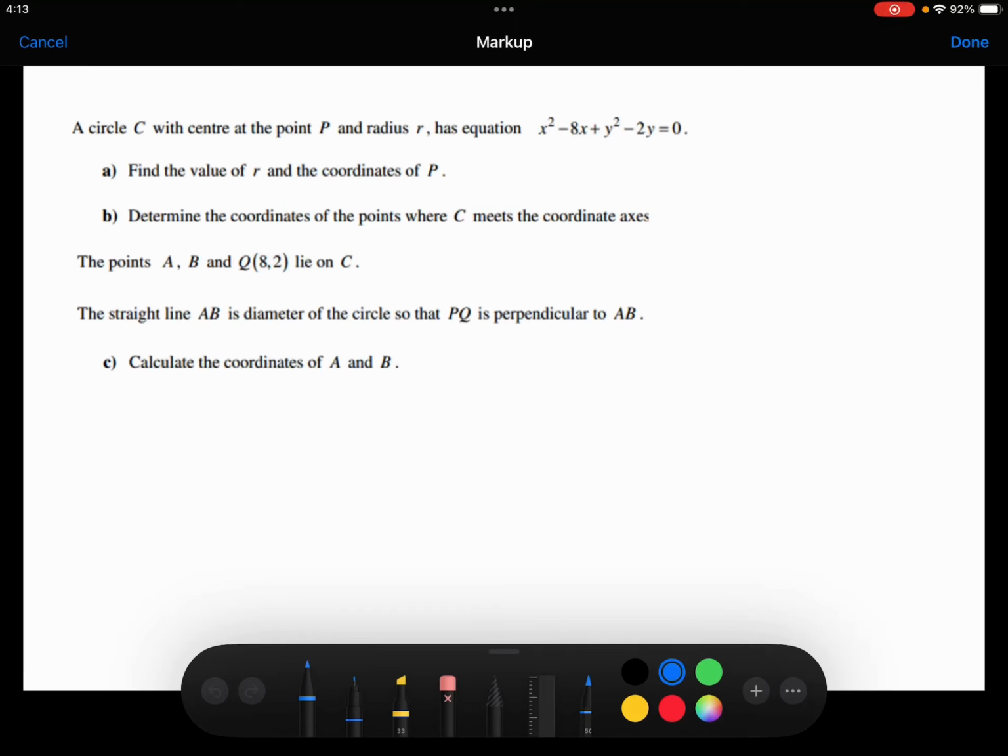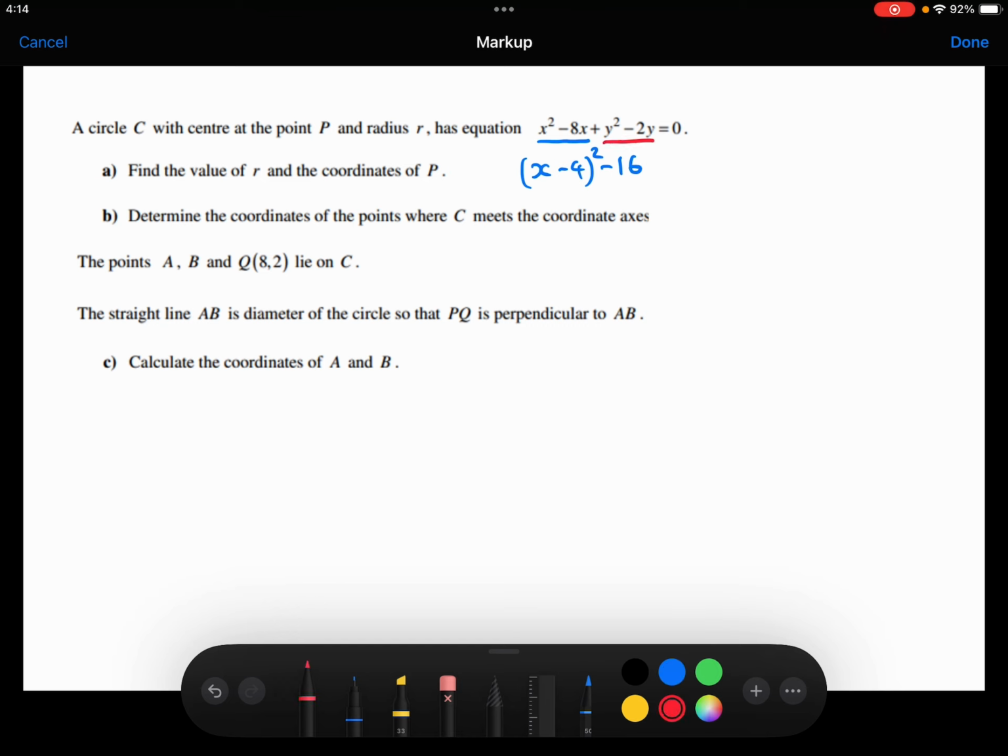We have a circle with this equation and we want to know what its radius and centre is. So I'm first going to complete the square on the x terms. So I'm going to halve the 8 and subtract 4 squared.